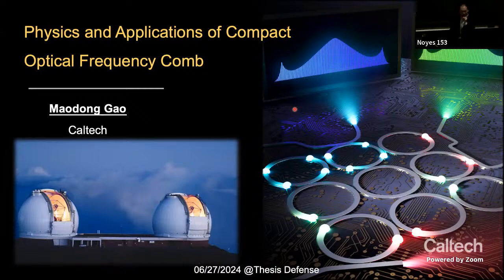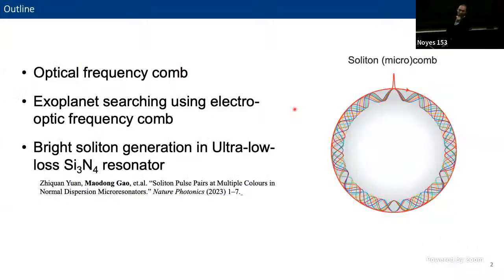So let's get started. As this image indicates, this defense will be mainly separated into two parts. In the first part, I will be discussing exoplanet searching using the electro-optic frequency comb, which is a kind of compact optical frequency comb. In the second part, I will be discussing the generation of a new important kind of optical frequency comb, which we call bright soliton, and how this is possible in a kind of platform that was traditionally considered very challenging for generating this kind of bright soliton frequency comb.